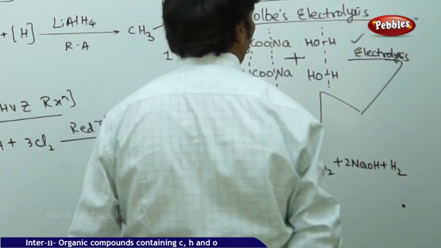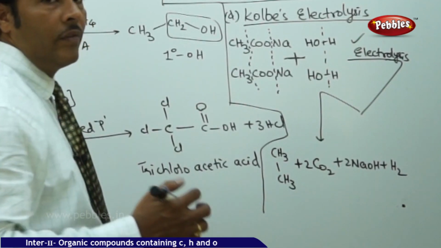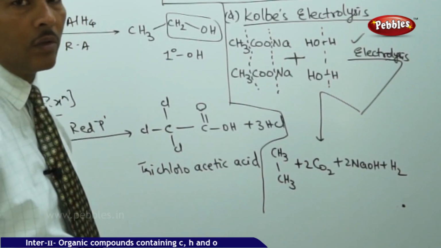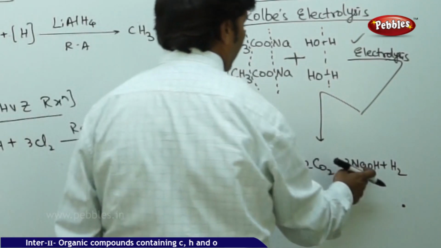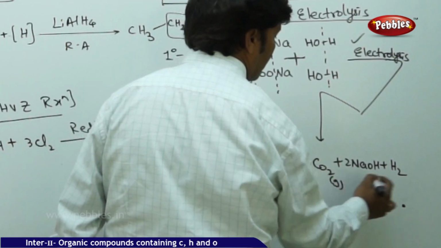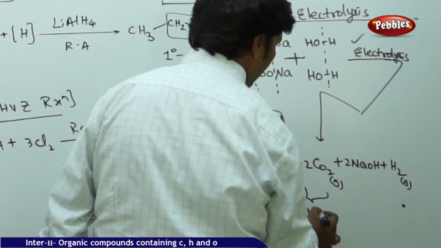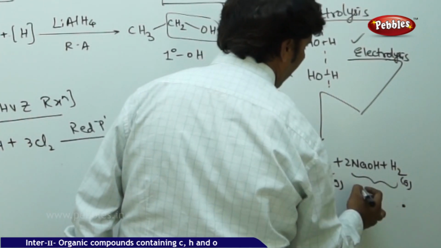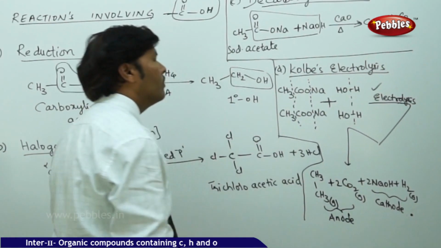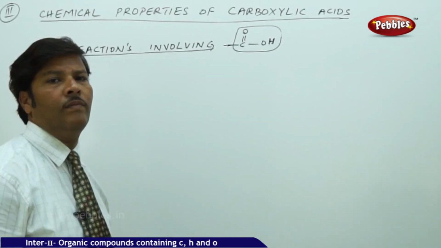Because it's an electrolysis process, we have 2 electrodes. One is anode electrode and the other one is cathode electrode. Anode begins with A and cathode begins with C. So these two are gases. This is a gas, and this is also a gas. So these 2 products are obtained at anode electrode and these 2 products are obtained at cathode electrode. That is Kolb's electrolysis for the preparation of alkane.